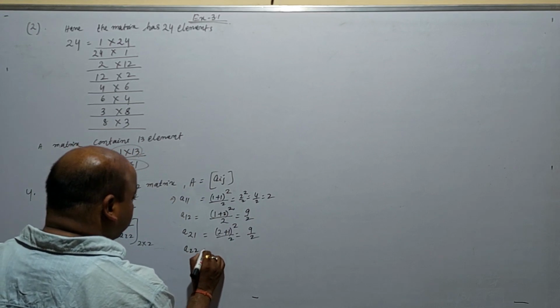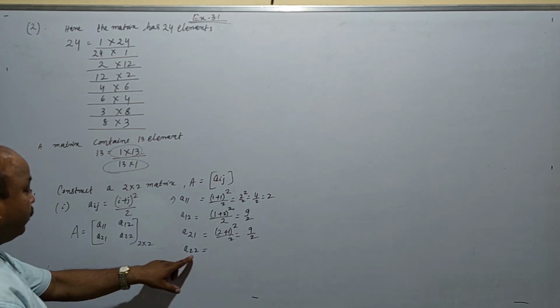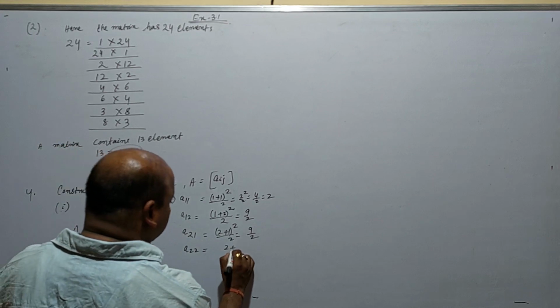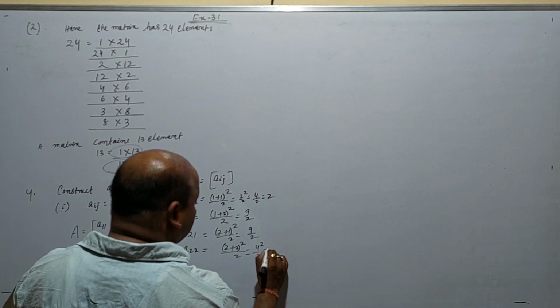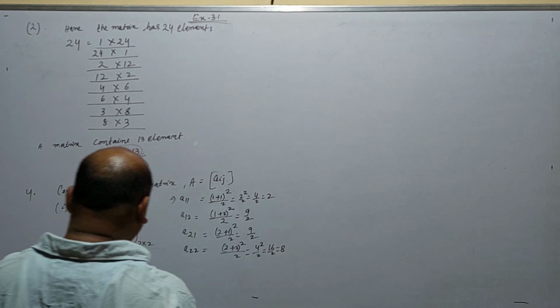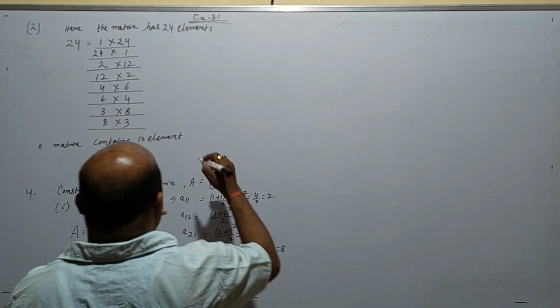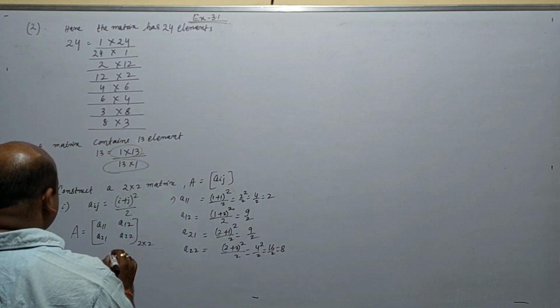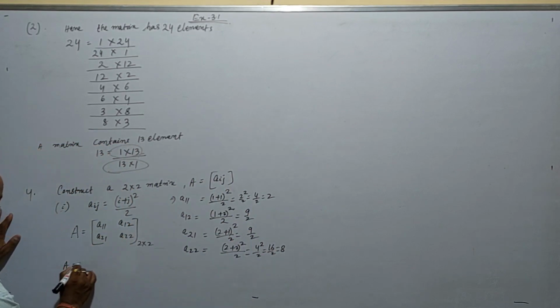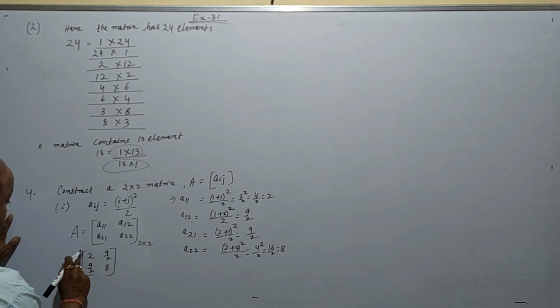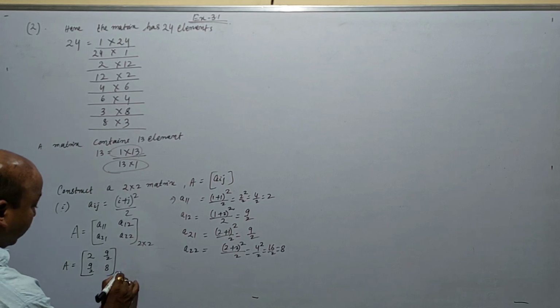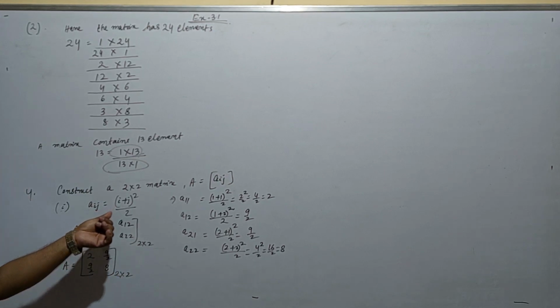And A22, i is equal to 2 and j is equal to 2 here. So we write (2 plus 2) whole square by 2. So 4 square by 2, 16 by 2, 8. So tell me, what is the matrix here? The matrix is 2, 9 by 2, 9 by 2, and 8. So here is the construction of a 2 by 2 matrix if aij is given as (i plus j) whole square by 2.